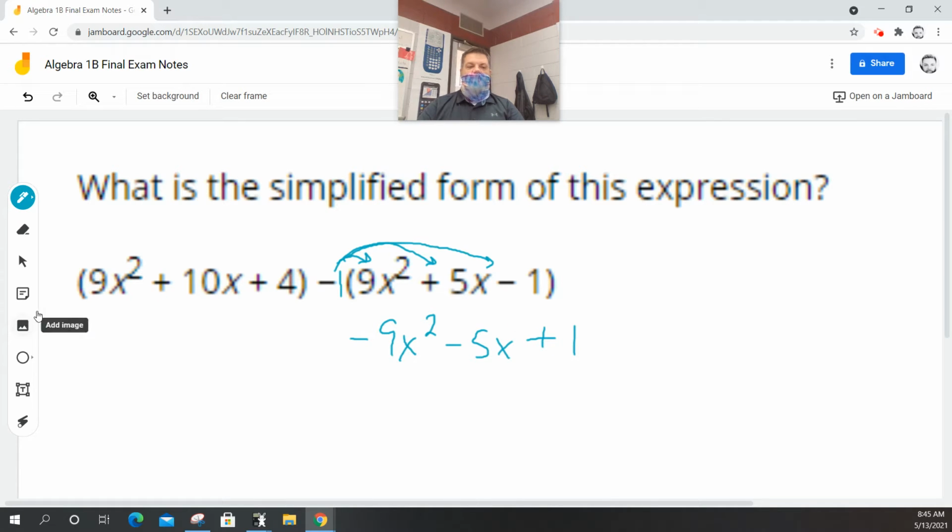What's negative 1 times negative 1? Positive 1. Now, all this other stuff, because I'm not doing anything, I can't simplify inside the parentheses. I'm not multiplying it by anything. I really don't need that set of parentheses. I could just get rid of the parentheses and just write it down like this.